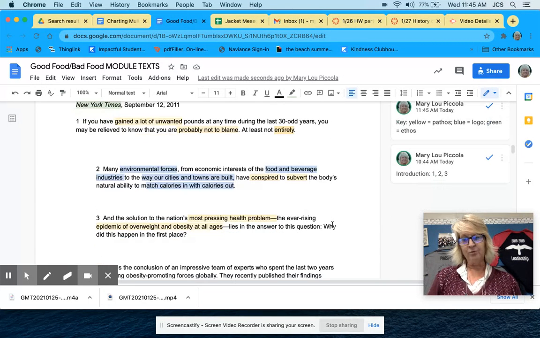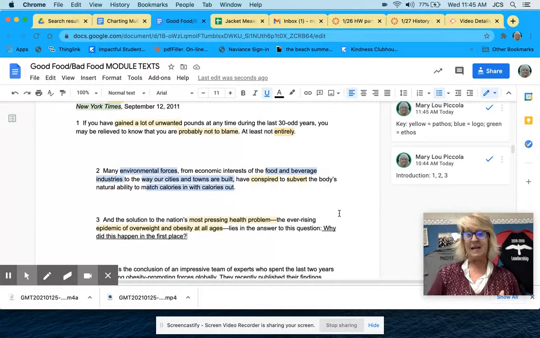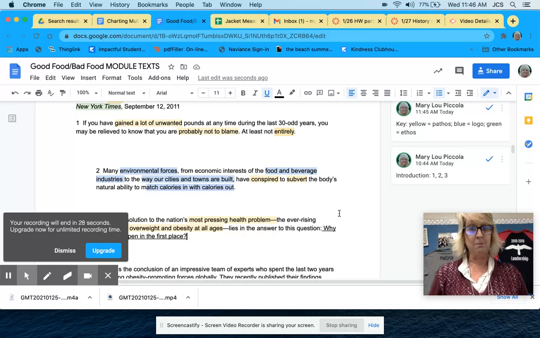So that pretty much is where I'm going to stop on my pathos and logos, or excuse me, my ethos and logos, because down here is the third part of the introduction. I am going to underline this question because that's kind of a type of thesis statement for this article. You have the data in paragraphs 1, 2, and 3, and then you have a question, why did this happen in the first place? And it looks like, to me as the reader, that's what the paper is going to comment on.